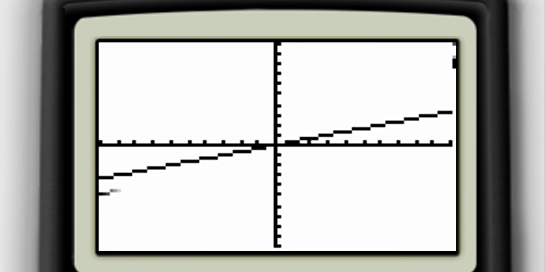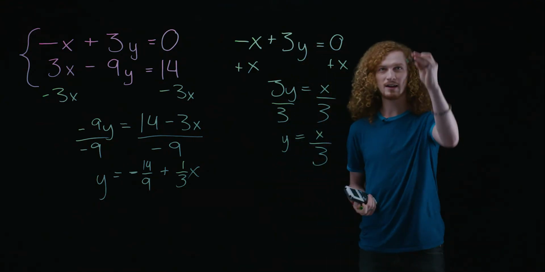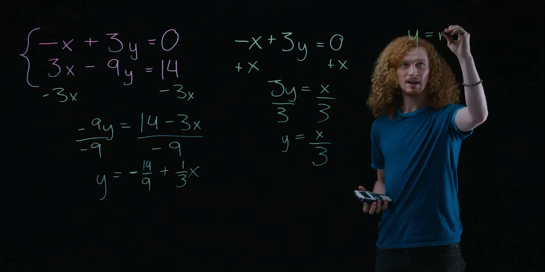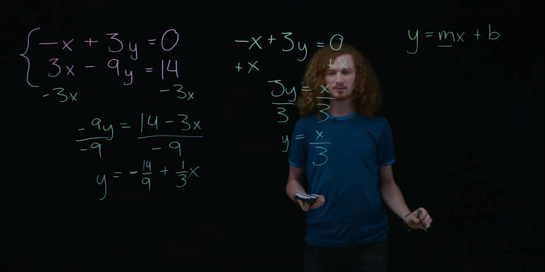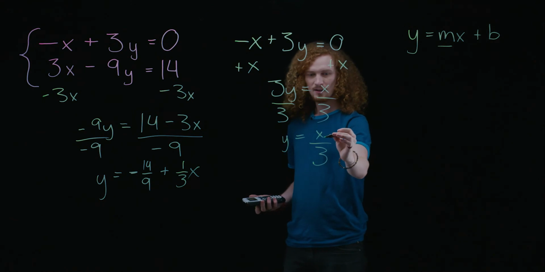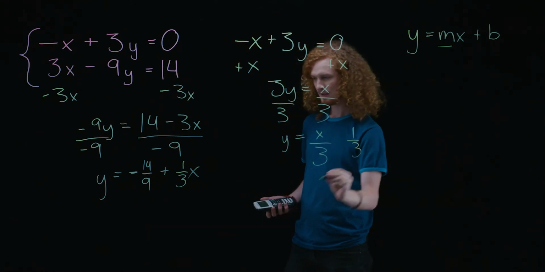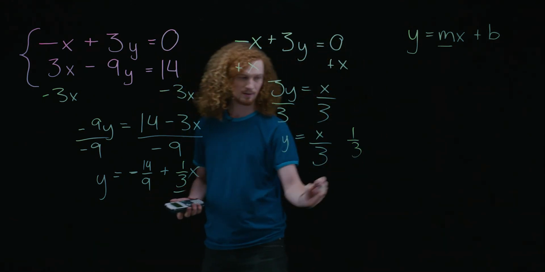When we graph them, we see the first line come in and the second one. But we notice something kind of interesting on our graphing calculator. The two lines appear to be parallel. That makes sense too when we look at our equations, because in the equation of a line, y equals mx plus b, the m term is the slope of the line. In this case, our slope is 1/3, and in this case, our slope is 1/3.